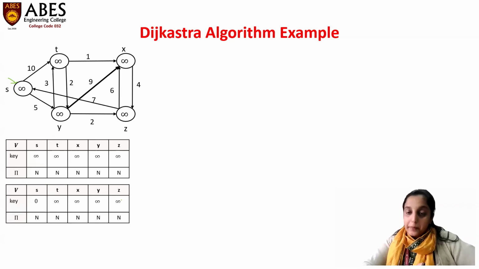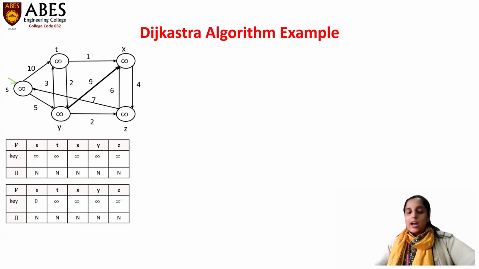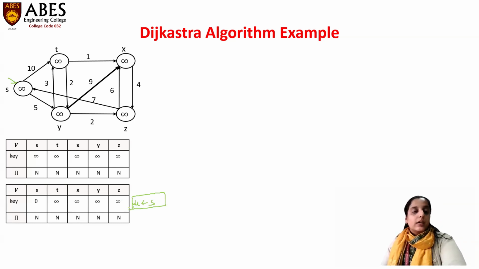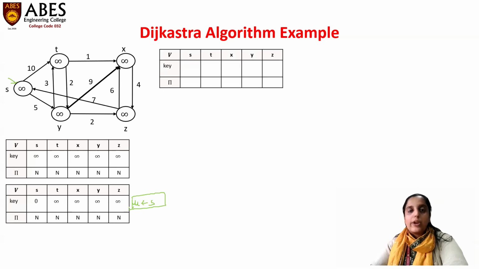Now, in Prim's algorithm, after this step, what do we do? We extract the minimum vertex from this weight matrix. We can say here that S has key value 0, while the other vertices contain key value infinity. So we're going to extract S from this weight matrix. Now, once we extract this, let's do all these updations in the weight matrix.